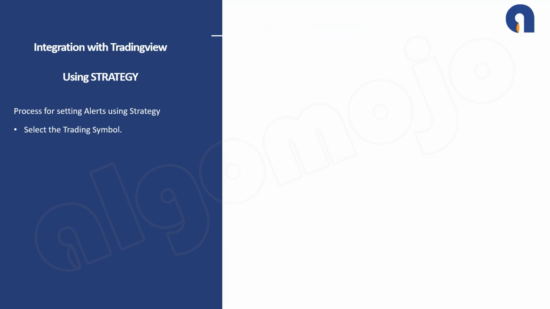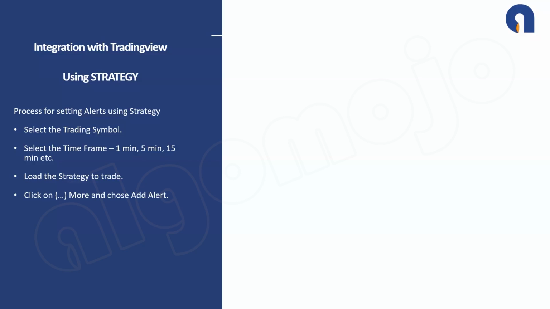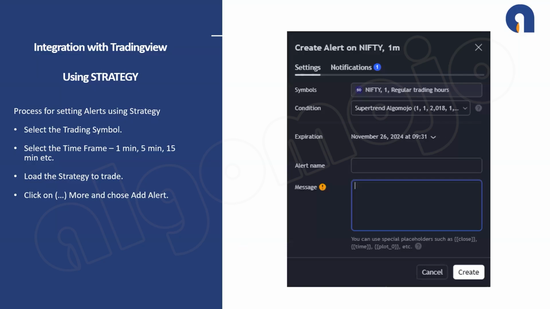Yeah. The process for setting up a strategy in TradingView is: first select the trading symbol, then select the time frame, whether it is 1 minute, 5 minute, or 15 minute, and load the strategy that you want to automate, and click on the three dots, which will be visible against the strategy that you would have loaded. It will pop up a window like this.